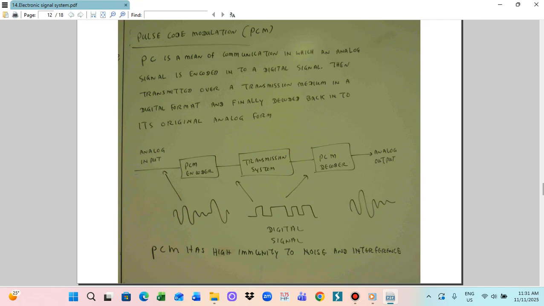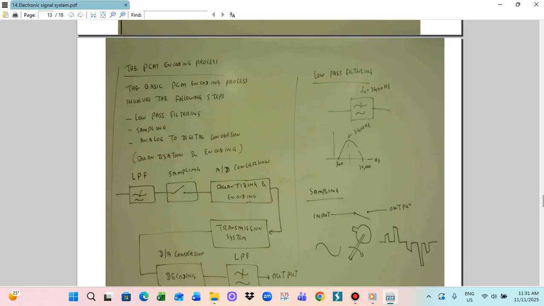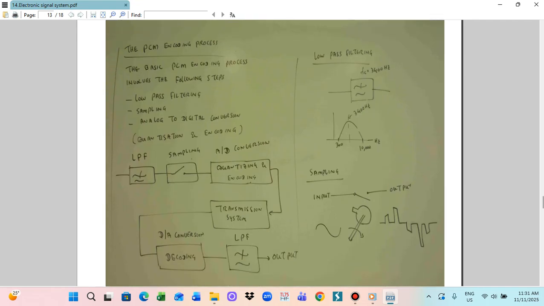So now we also show you how to encode to the PCM. These systems are basic PCM, starting with the pulse code modulation system. The encoding process involves the following steps. Low pass filtering, so it is ready to utilize the low pass filter, and then the sampling, and then the analog to digital conversion. So three steps need to be performed.